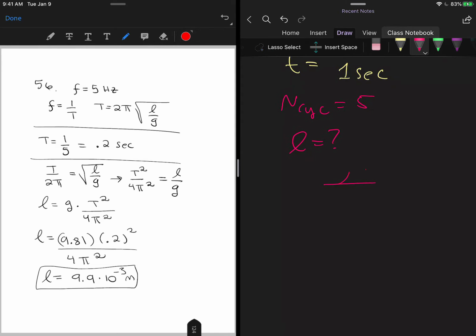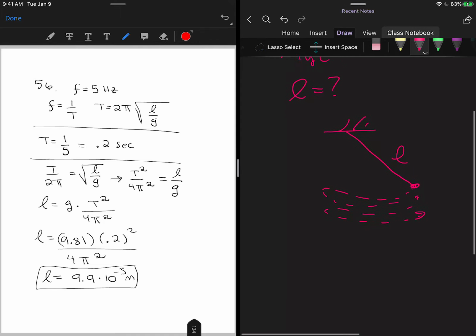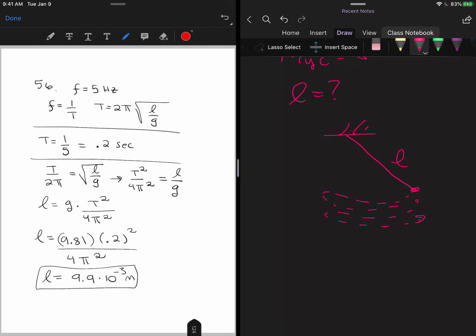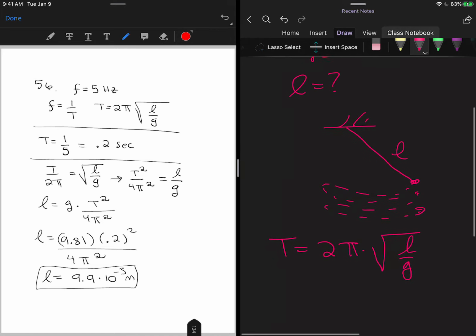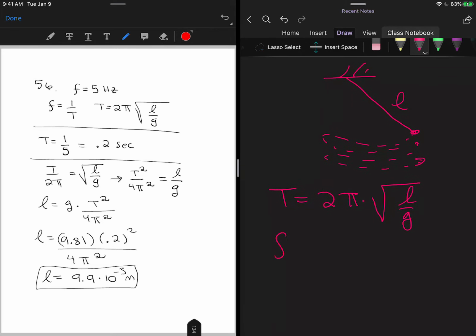So you have your support here. You have a pendulum. It has a length L. And this pendulum is going to cycle back and forth 5 times in 1 second. So the equation that we're going to use is the equation for the pendulum. The period is going to equal 2 pi multiplied by the square root of the length of the pendulum divided by g. But we're also going to use the equation frequency is going to be number of cycles divided by time.